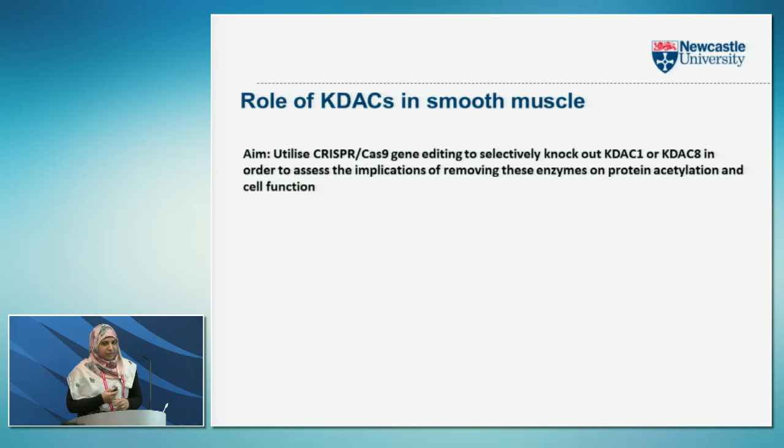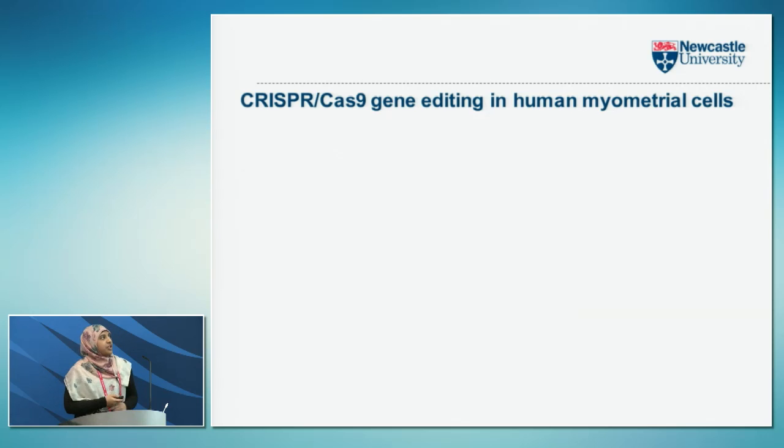And the specific role of this bit of work was to selectively knock out KDAC1 in the nucleus and KDAC8 in the cytosol using CRISPR-Cas9 gene editing in order to assess the implications of removing these enzymes on protein acetylation and cell function. So our initial experiments attempted to knock out KDAC8 in human myometrial cells.